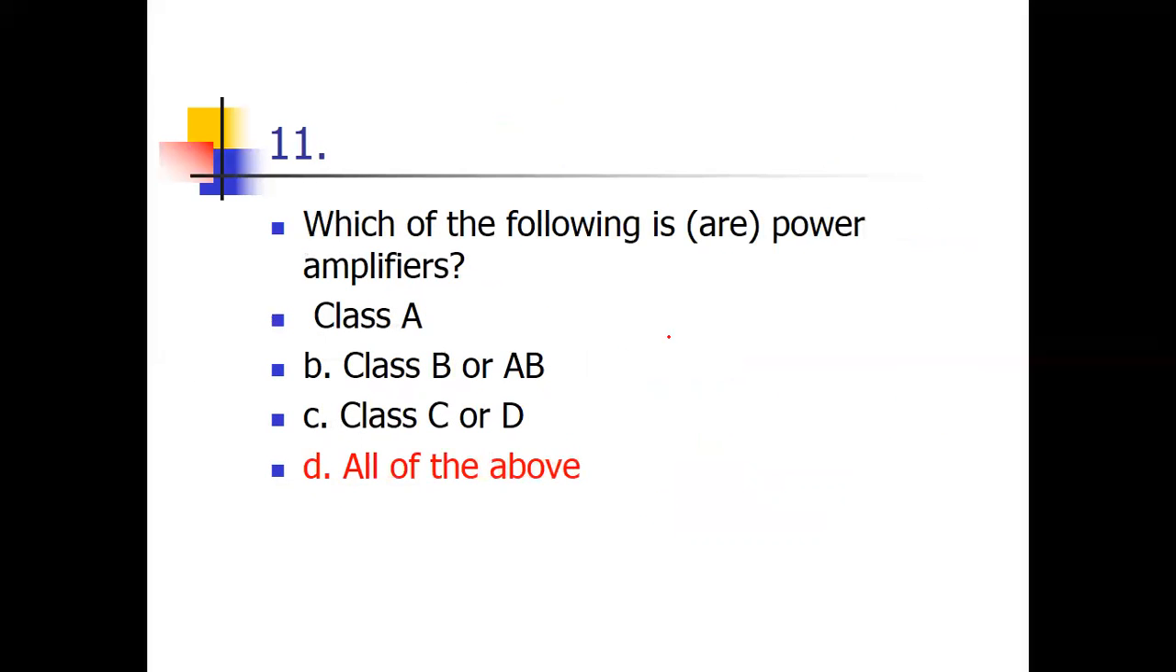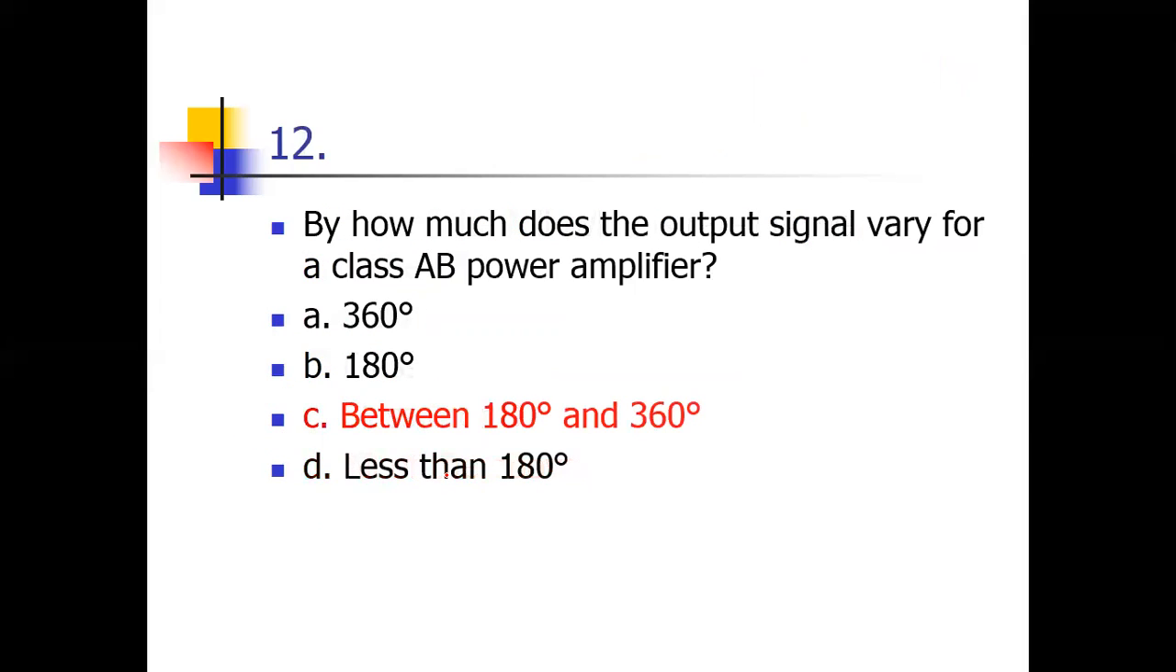Now, which of the following are power amplifiers? You know, power amplifiers are A, B, C, and D. These are all classifications of power amplifiers. So class A is also a power amplifier, B also, A, B, C, D. So all of the above. Now, how much does the output signal vary for class AB?